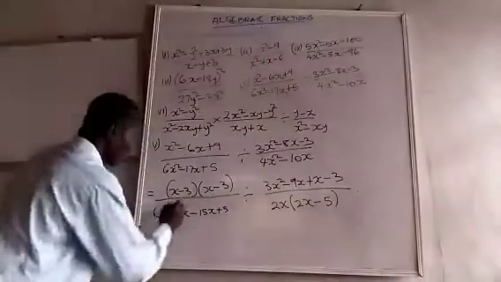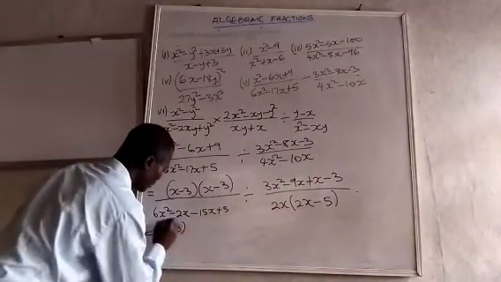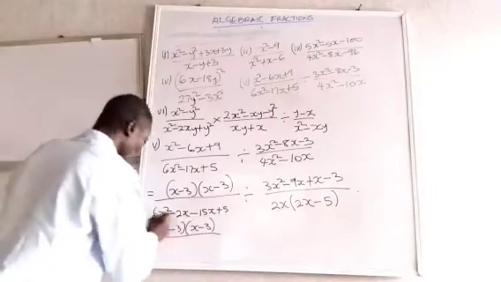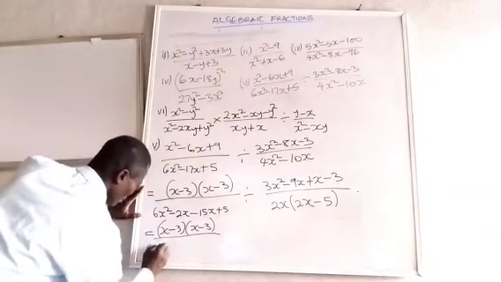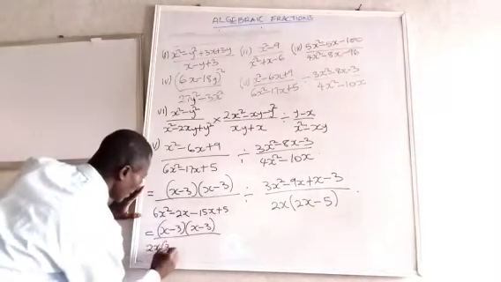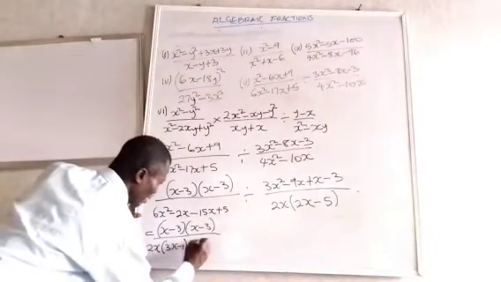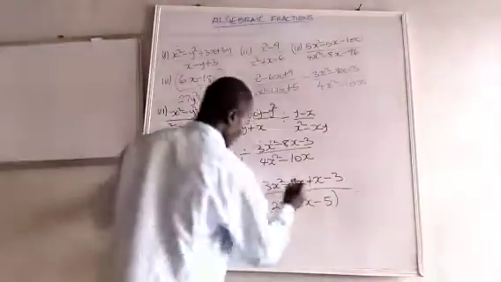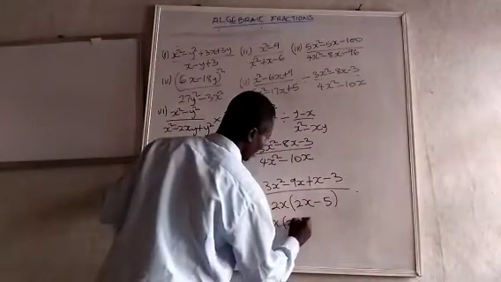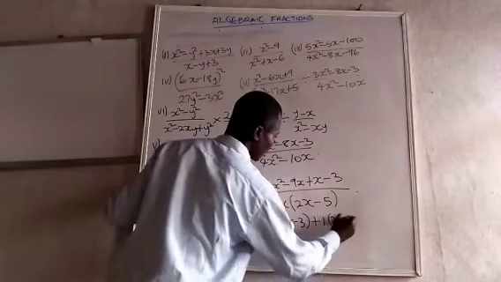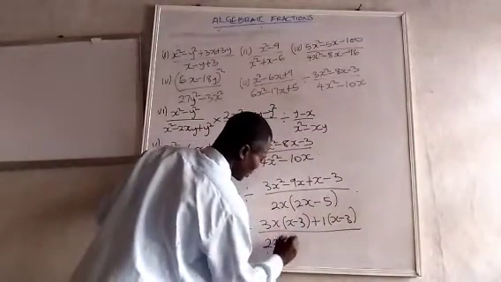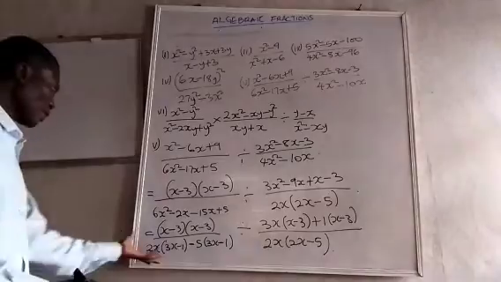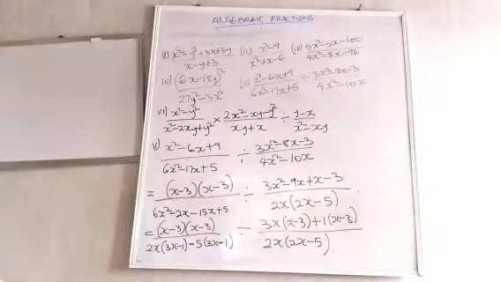Again, let's work it further. I can say x minus 3 into x minus 3. Now look at this: 2x into 3x minus 1, minus 5 into 3x minus 1, divided by, looking at this, we can say 3x into x minus 3 plus 1 into x minus 3, divided by 2x. Making it easier to handle now. So we can now factorize very well and cut whatever we need to cut.